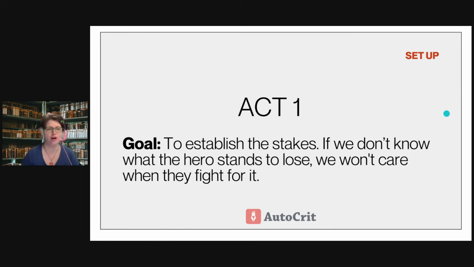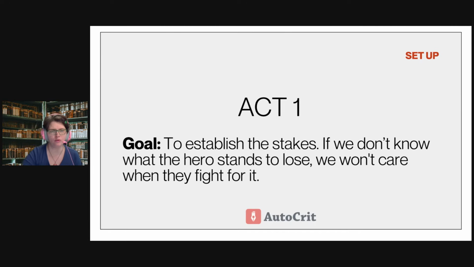So, what is Act 1? The primary goal of Act 1 is setup. We have to establish the stakes immediately. If the reader doesn't understand exactly what the hero or your protagonist stands to lose, they don't really have any reason to care when that hero eventually fights to save it. You are building an emotional investment here.